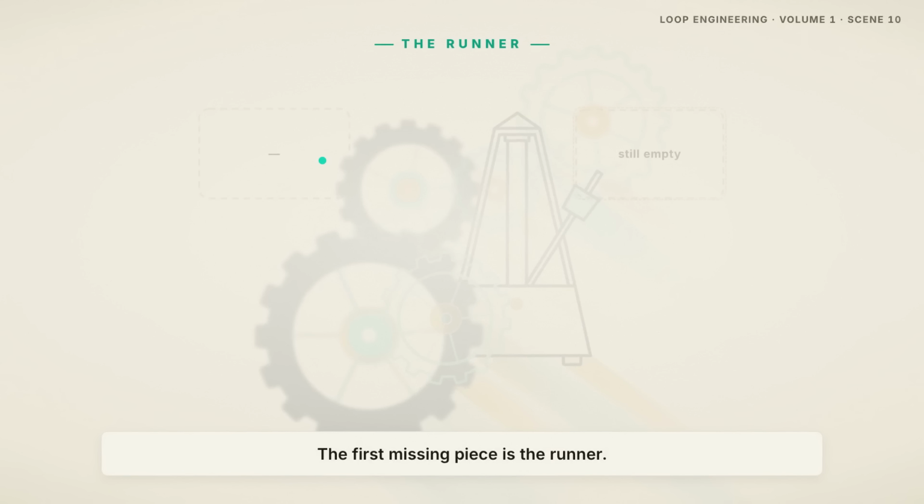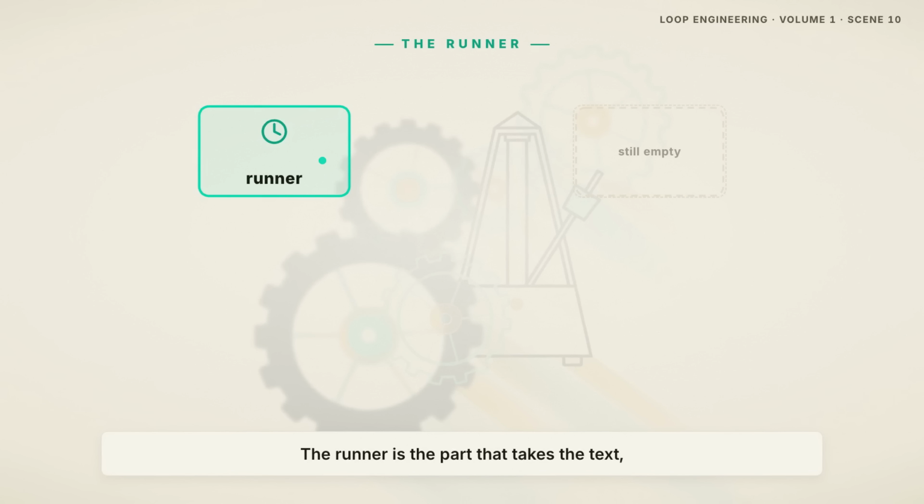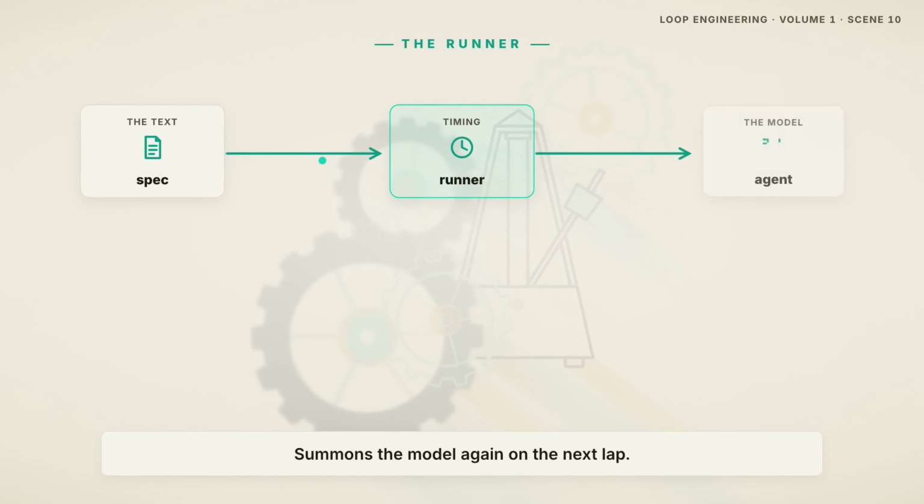The first missing piece is the runner. The runner is the part that takes the text, feeds it to the model, and this is the essential bit, summons the model again on the next lap. Remember what a model is. It returns text and then falls silent.